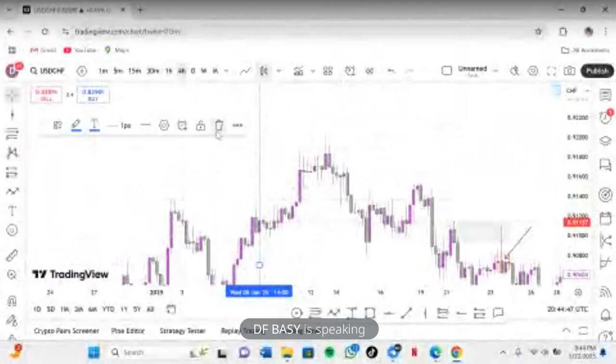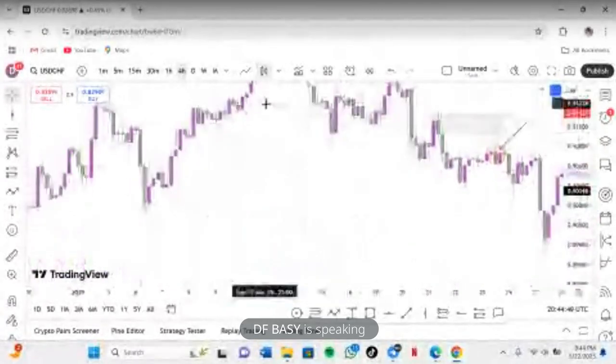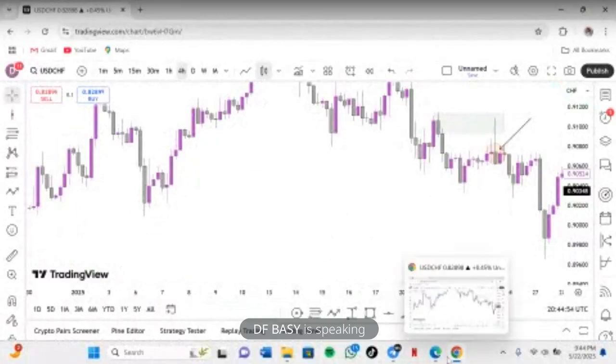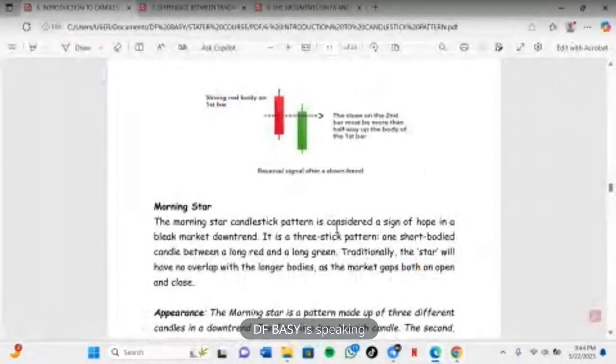I don't really use that one, and I would advise not to use it because it's kind of confusing. So if you want to focus on candlestick patterns while trading, you focus on the hammer, you focus on the engulfing, you also focus on this guy, the morning star.